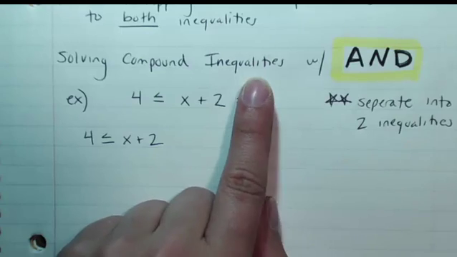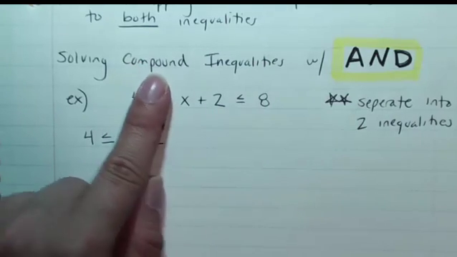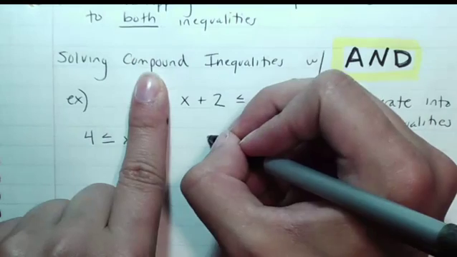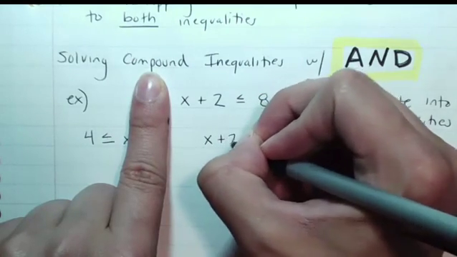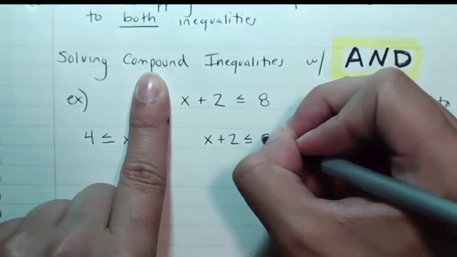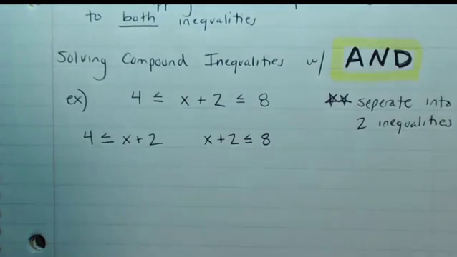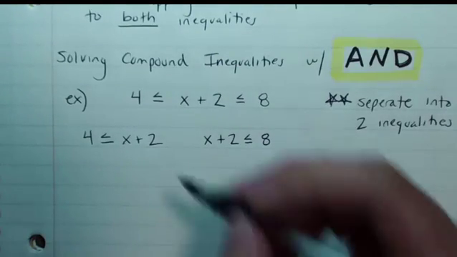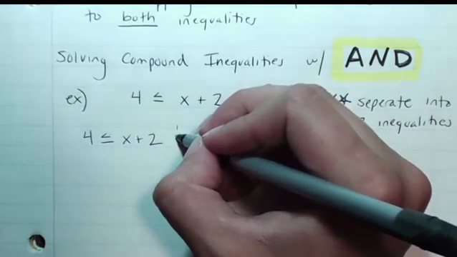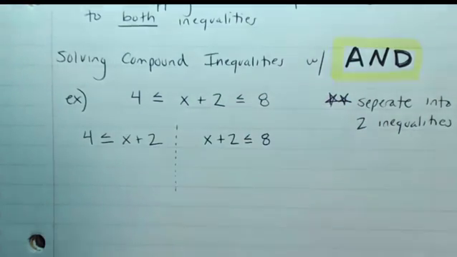The second inequality: I'm going to cover up the other inequality and everything to the left of that, and that would be x plus 2 is less than or equal to 8. Okay? So I wrote my 2 inequalities. Now I'm going to solve them.